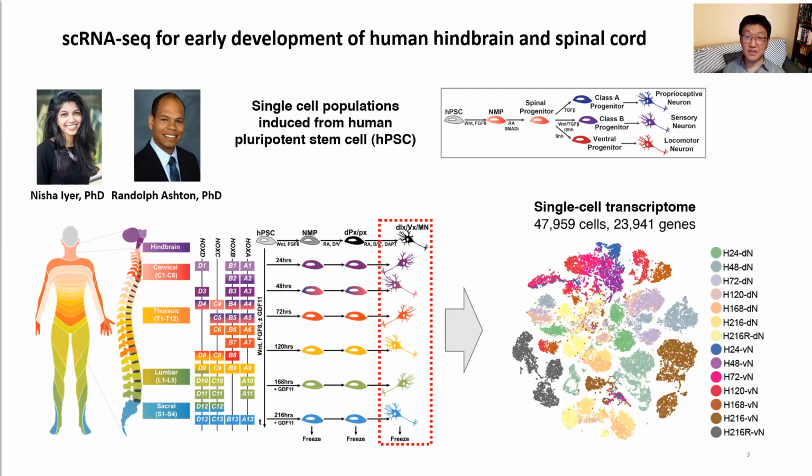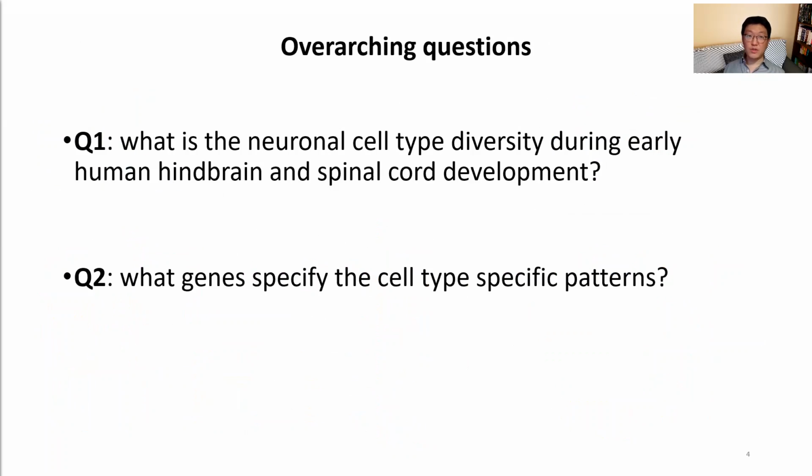To characterize these cell populations, we performed a single-cell RNA sequencing experiment to define the cell types on the basis of the transcriptome state. So our dataset comprises around 48,000 cells and 24,000 genes, spanning the 14 different time points of the rostral-caudal and dorsoventral axis. So with this dataset in hand, we have two overarching questions. The first, what are the cell types in the human hindbrain and spinal cord? And second, what governs these cell types at the gene expression level?